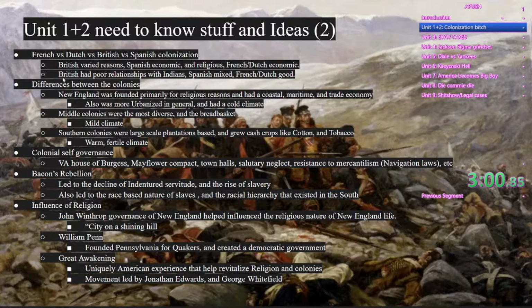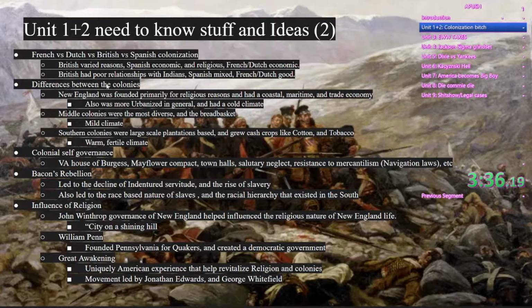For the relationships with the Indians, the British had the worst relationship with the Indians. They wanted nothing to do with them, and they got into frequent wars with them. Examples being the Anglo-Powhatan War and Metacom's War. The Spanish had very mixed relationships with the Indians, sort of like half and half. The French and the Dutch had the best relationships with the Indians and often formed economic alliances with them so they could better obtain stuff like beaver fur.